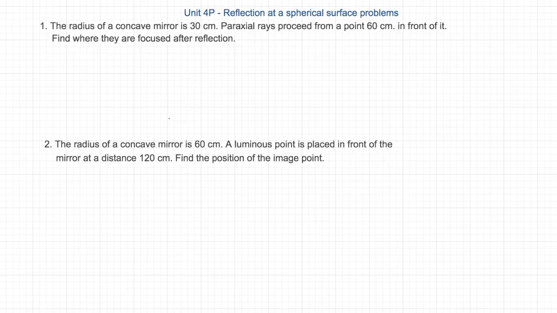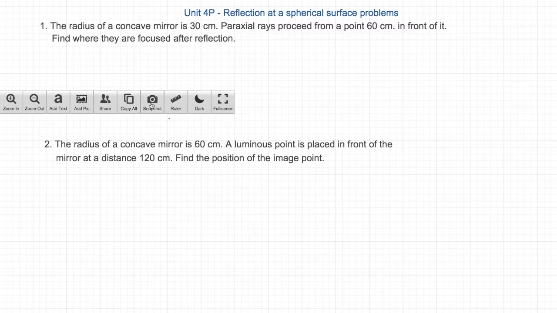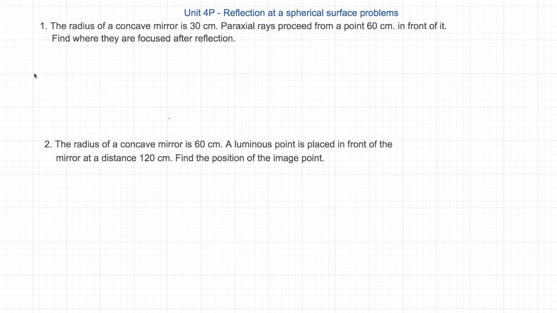The radius of a concave mirror is 30 centimeters. Paraxial rays proceed from a point 60 centimeters in front of it. Find where they are focused after reflection.